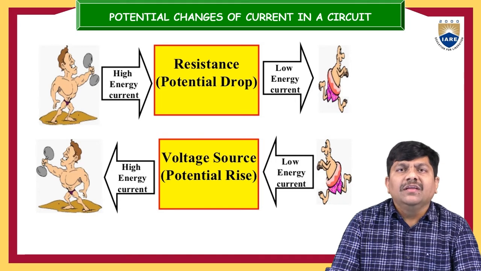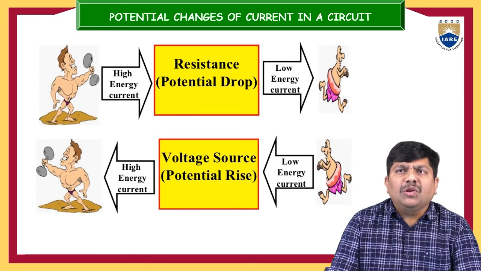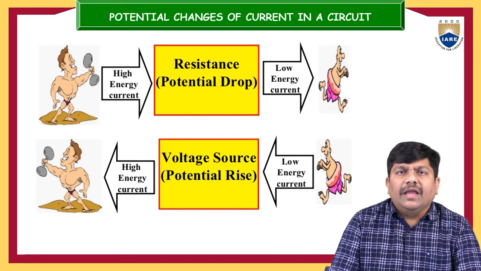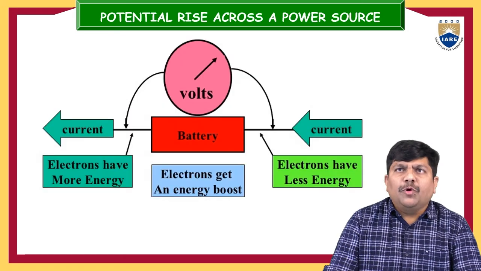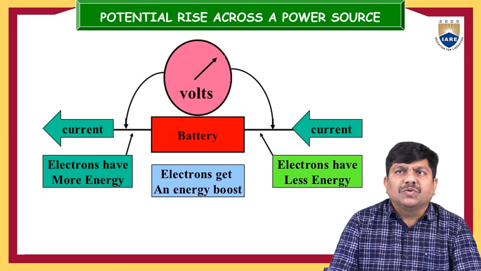In the same manner, if the low energy current is entering into a voltage source, the second one is the voltage source. Whenever the low energy current is entering into a voltage source, the voltage source adds some energy to the current. So low energy current becomes high energy current. Now, potential rise across a power source.